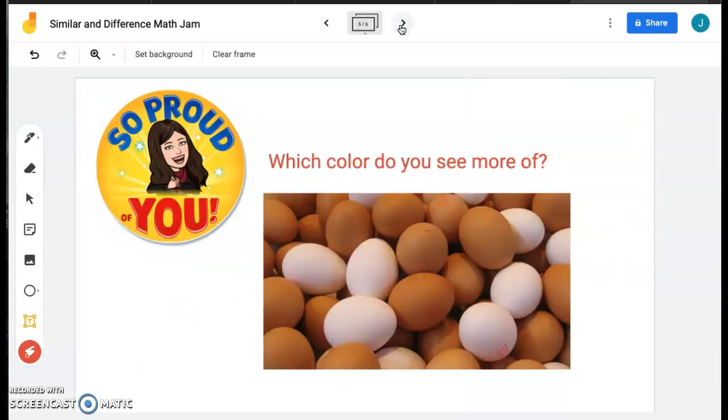So if we move on to our next board, what colors do you see more of? Do you see more white or do you see more tannish brown? Awesome, yeah. There's definitely in this picture more of the tannish brown. We've got 1 and 2 and 3, 4, 5, 6, 7, 8, 9, 10 white ones, and we have a whole bunch more browns. So very good. I'd love for you guys at some point to come back over here and maybe count the browns and how many you have.